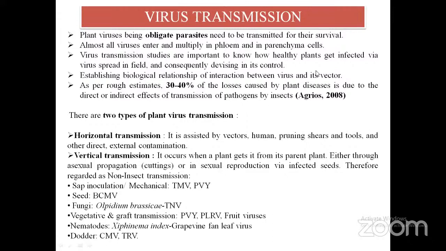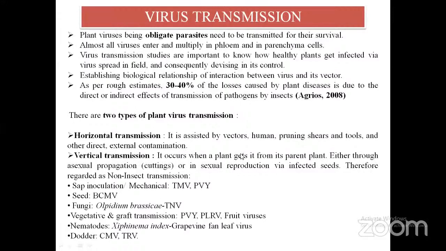And in this way, we can study with these examples. Rough estimates tell us that 30 to 40% of the losses caused by plant diseases is due to direct or indirect effects of transmission of pathogens by insects. Now, there are two types of plant virus transmissions. Firstly, horizontal transmission. It is assisted by vectors, which may be human. Pruning shears can also be there, and tools and direct or external contamination can be included in the horizontal transmission.